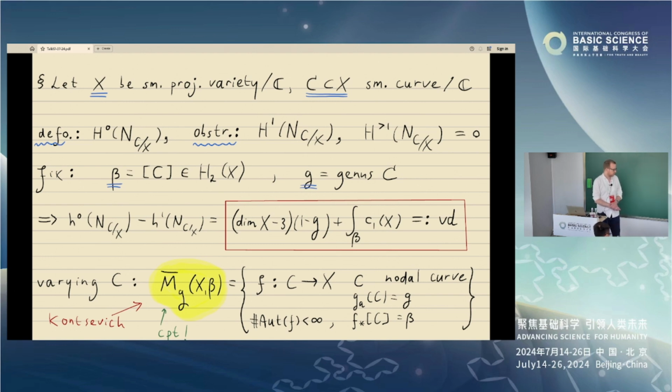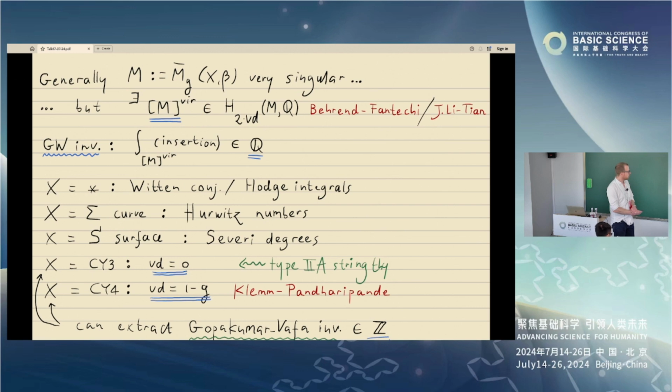So this is a moduli stack. And by adding these singular objects, it becomes compact. That's the main point here. Now, in general, let's call this space M, dropping all the indices. This will be a very singular space with several components, and therefore not really a good fundamental class. However, it's well known that it has a good virtual fundamental class.